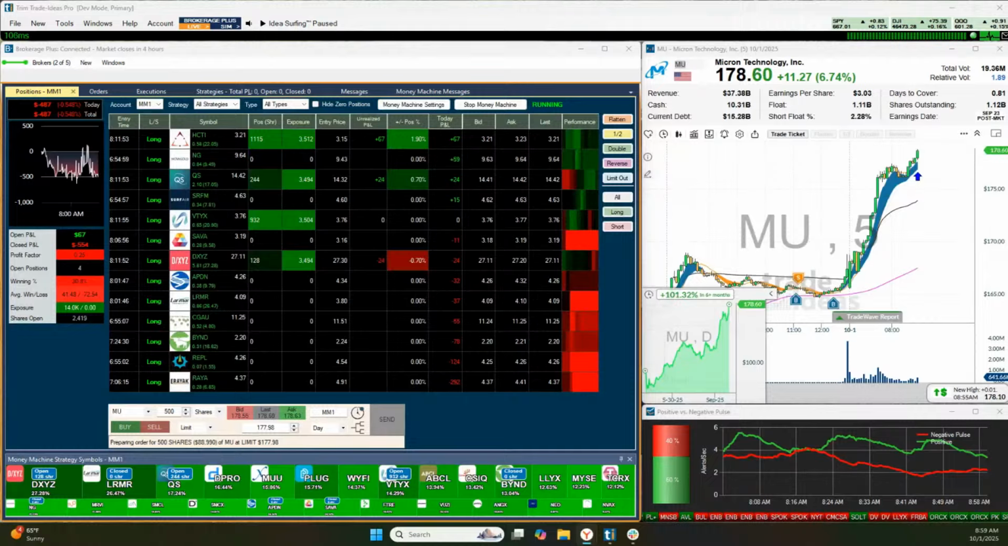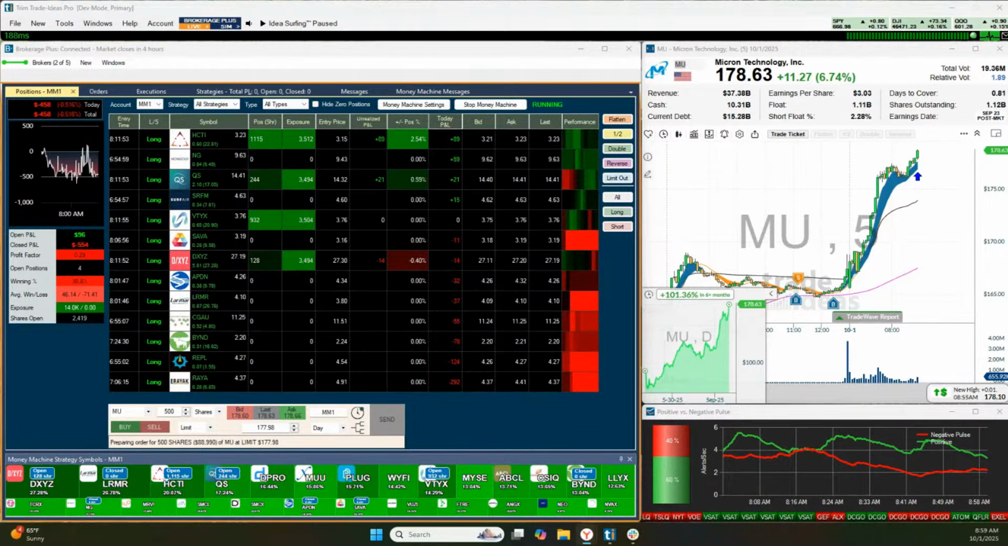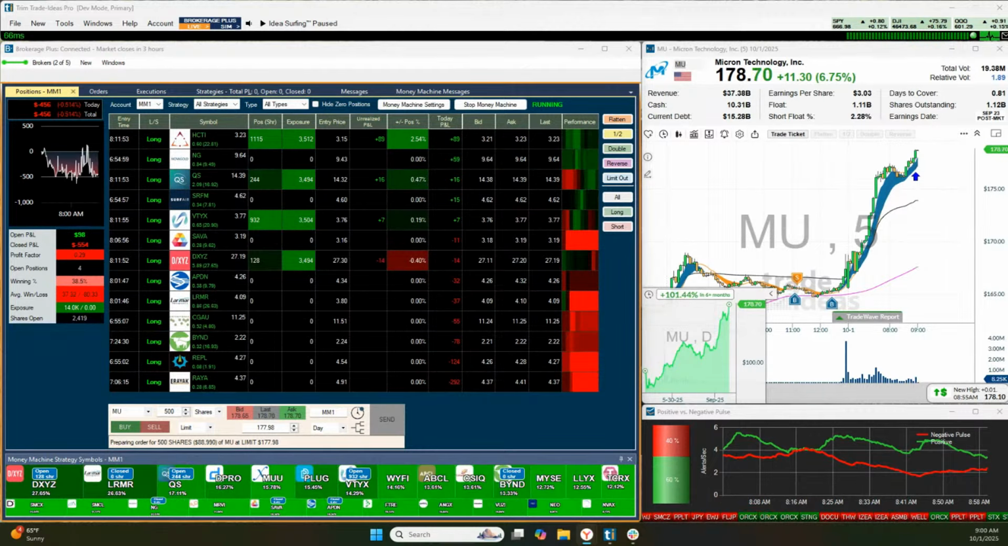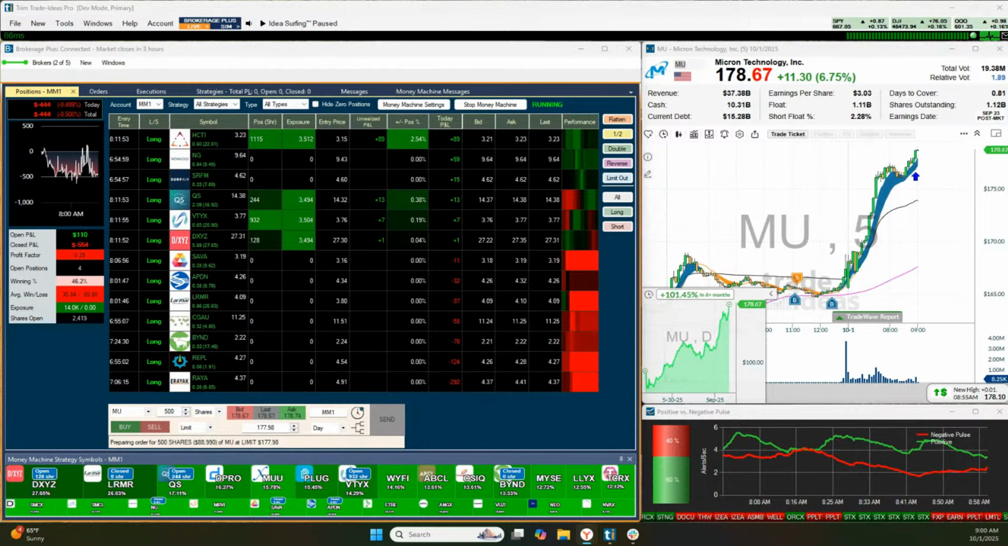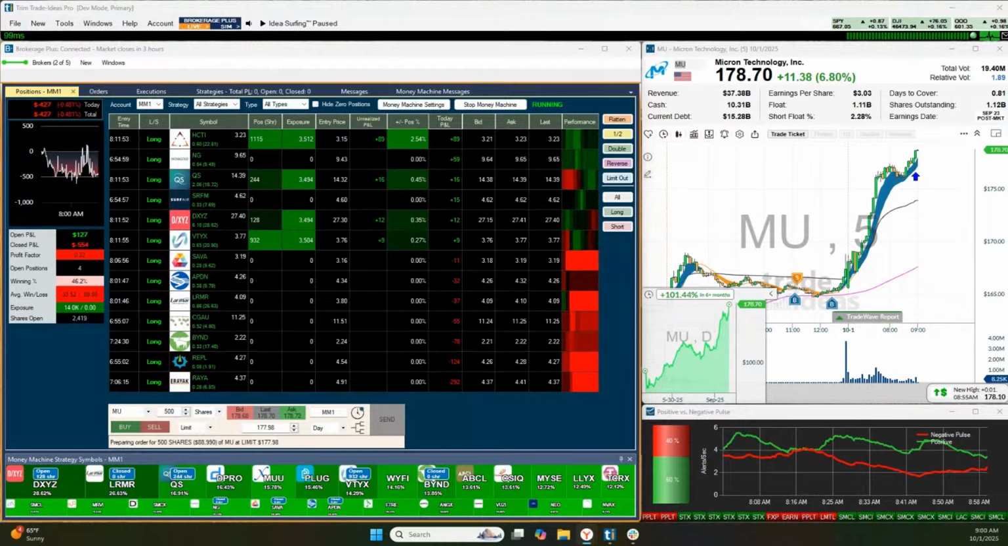For those of you that are not aware, Trade Ideas has launched the Money Machine in alpha mode. I want to really discuss what that means so that you get the full understanding. Alpha mode is an early release. You can start with it, you can work with it, but there are things in the Money Machine that we are still working on.